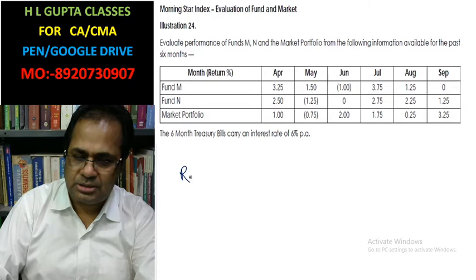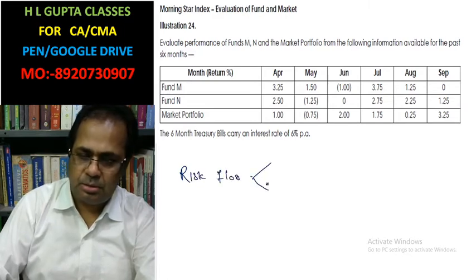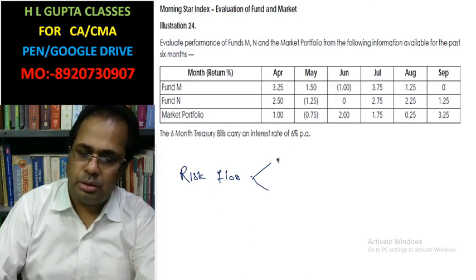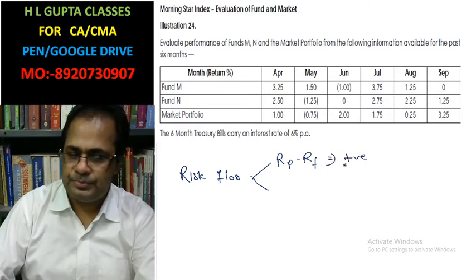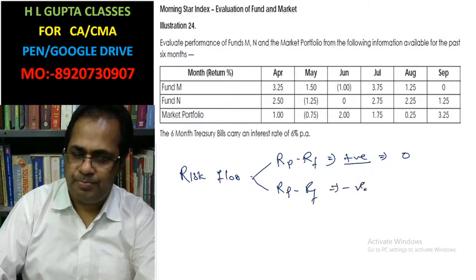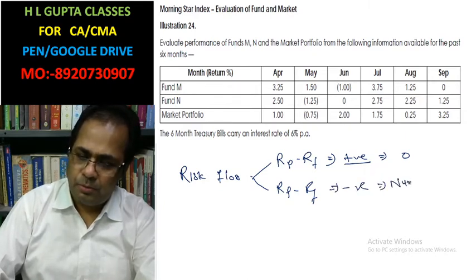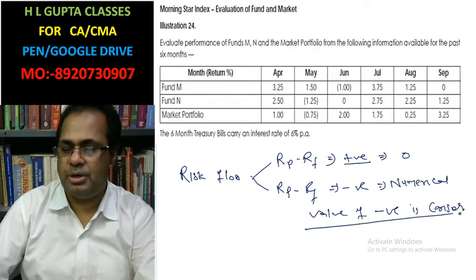I have already discussed risk of loss, that is return of the portfolio minus return of the risk free. If this is positive, then its value is 0. If the return of the portfolio minus risk free is negative, then the numerical value of the negative is considered.